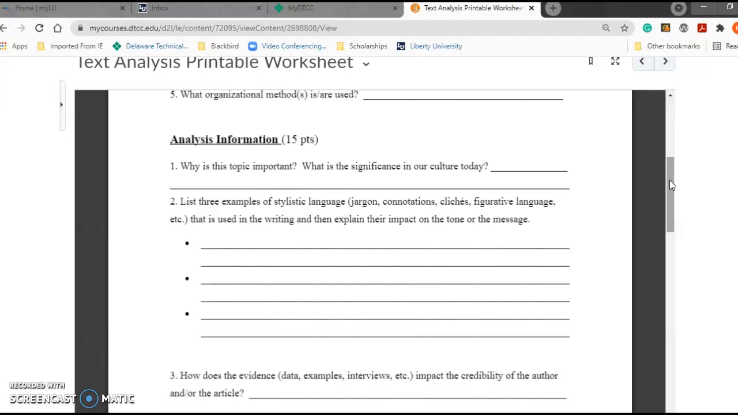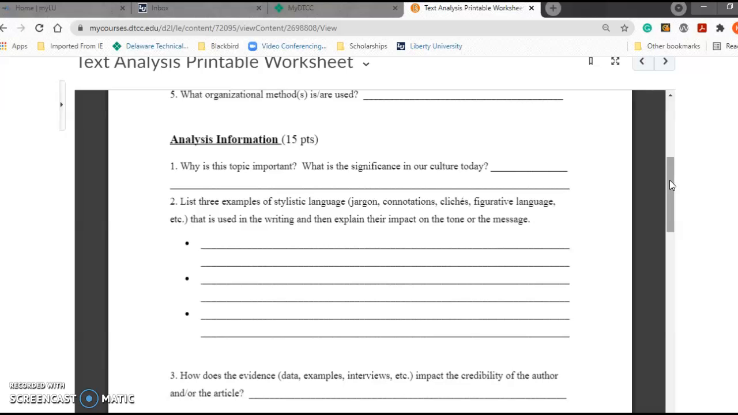Jargon is workplace and content area specific language, so things that you hear in a hospital, like stat, MLs, and all of that. Things that you only talk about in English are figurative language, cliches, and connotations. Connotation is the feeling the words give off. Is it negative or positive, or is it kind of neutral? Cliches are old, overused phrases such as water under the bridge, every cloud has a silver lining, and figurative language, which is metaphors and similes.